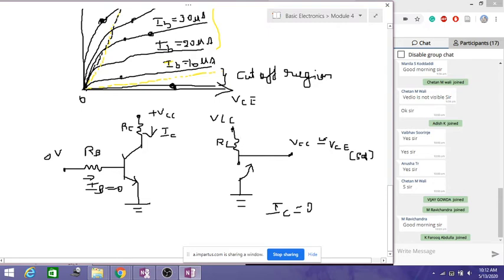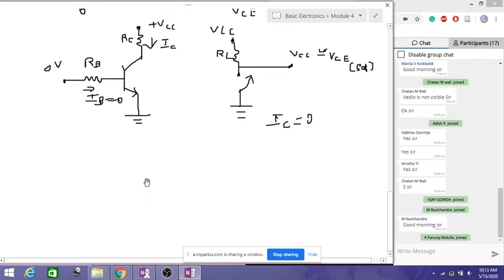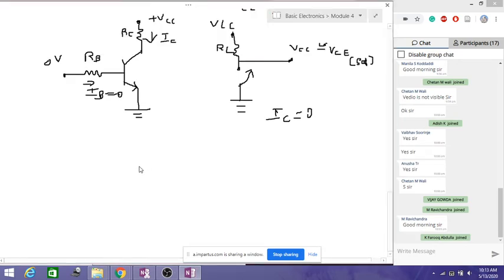Here, if you measure the voltage across the RC, it is the same as the VCC itself, so that we call it the output voltage. So output voltage is VCE, which is approximately equal to VCC itself. So now let us write the other case. The case I have written here is the cutoff region.